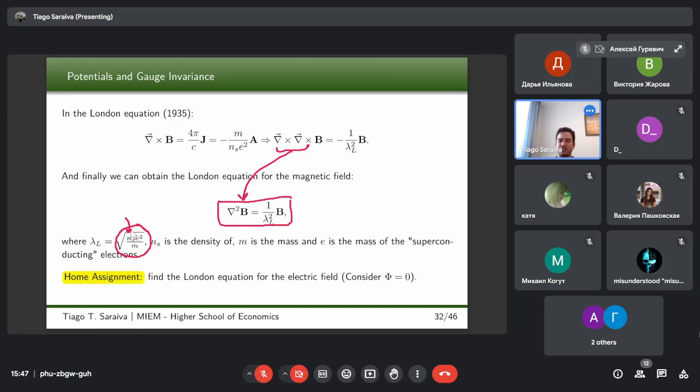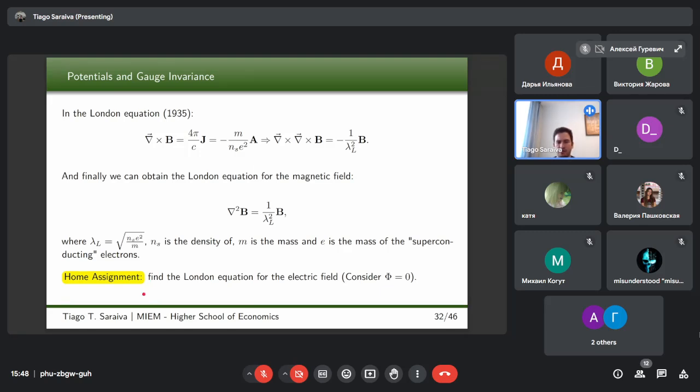So this constant is the density of electrons that participate in the phenomenon of superconductivity, right? If you have the density of Cooper pairs, because a Cooper pair is made of 2 electrons, the density of superconducting electrons is double the density of Cooper pairs. e squared is the charge of the electron, and m is the mass of the electron.